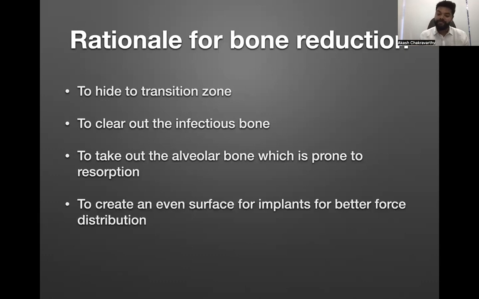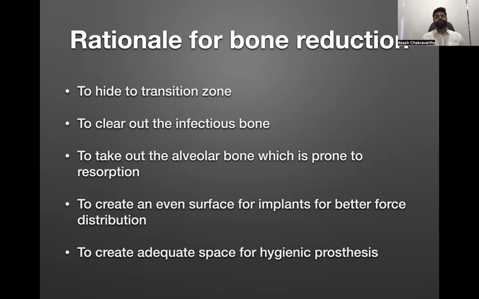To create an even surface for implants for better force distribution. Now, if you have a patient who has periodontitis and he has uneven bone surface, and you just remove the teeth and place implants, you're going to end up placing implants at different levels. So this is going to create unequal forces amongst your implants and going to create unequal bone loss around your implants. So it leads to failure of 1 or 2 implants. Okay, so it is better to remove that part of the bone and create an even surface to better distribute the forces on all the implants equally.